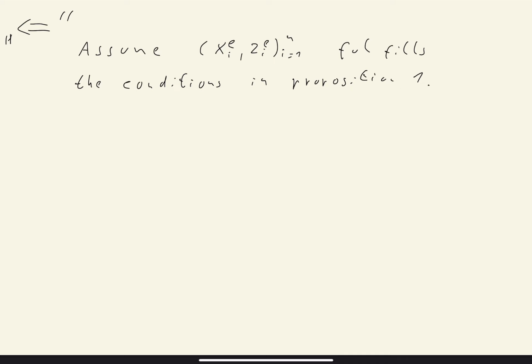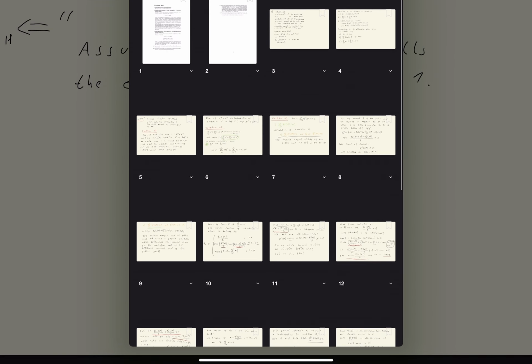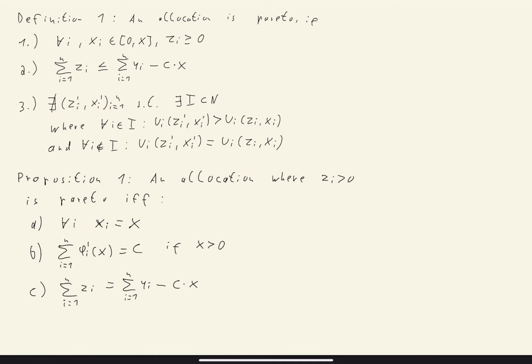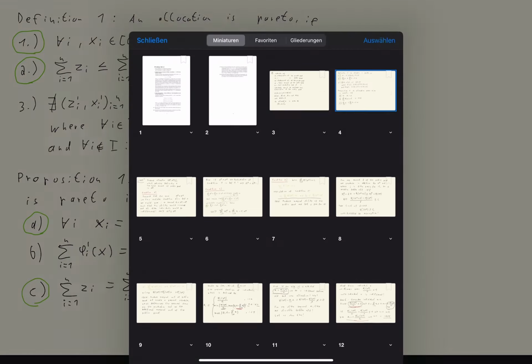What you can then get very easily, if we take a close look at the two different conditions, is that condition 1 in definition 1 is basically immediately implied by condition A in proposition 1, and in addition, condition 2 in definition 1 is implied by condition C in proposition 1. So those two steps are quite easy, because those are direct implications.